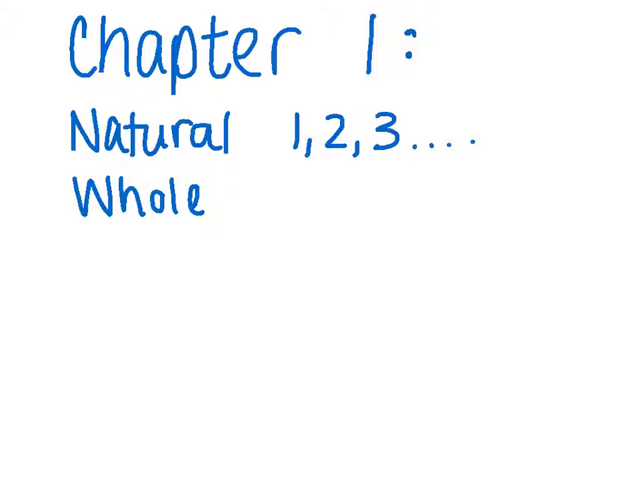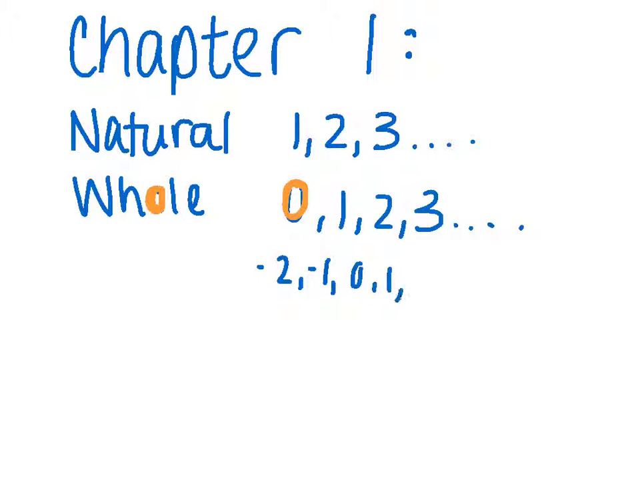0, right. 0, 1, 2, 3, and so on. Remember, an easy way to remember this: whole has a 0 in it, and it starts with the number 0. And what was the next set that included the negatives, 0, and the positives? Jake? Integers. Very good.